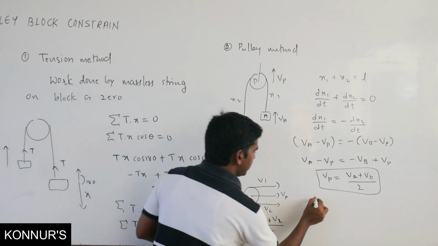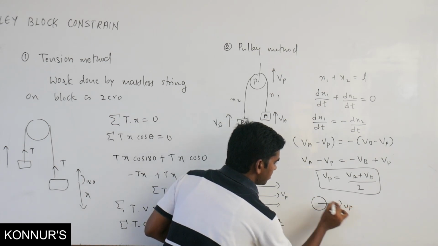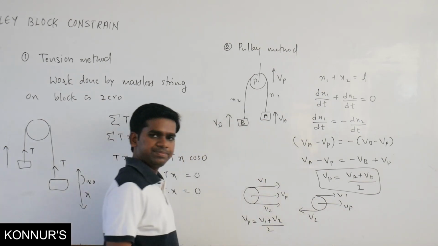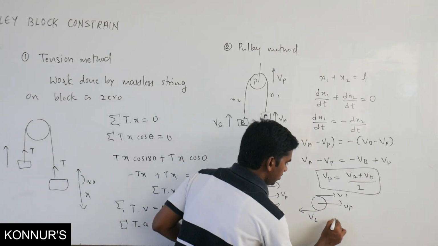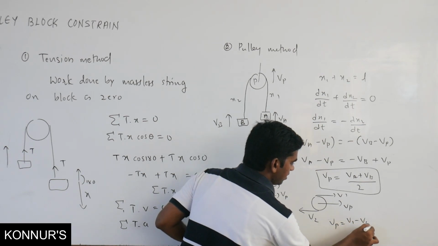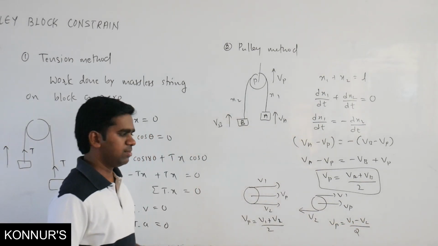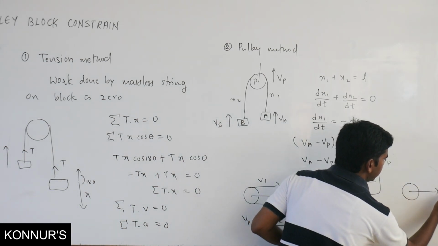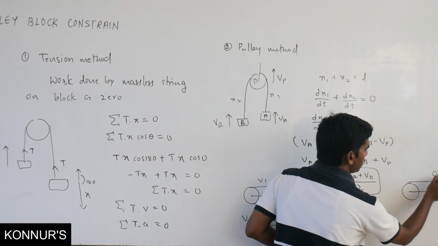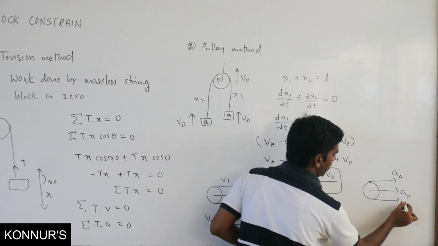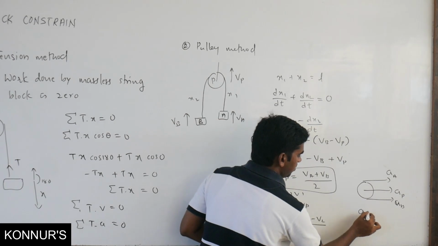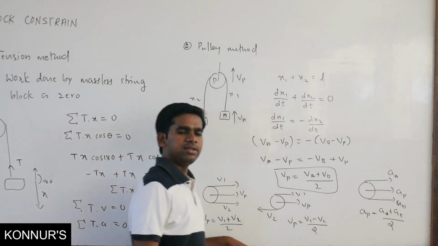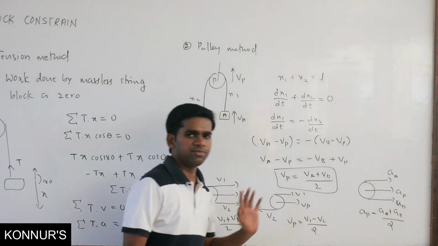If one is in the opposite direction, suppose Vp is in this direction, V1 is also in this direction, and V2 is in this direction, then you have to write Vp equals V1 minus V2 divided by 2. Similarly, for acceleration, suppose the pulley has acceleration in this direction, with acceleration of A and acceleration of B. Then acceleration of P equals acceleration of A plus acceleration of B divided by 2. This is how you can use the formula.